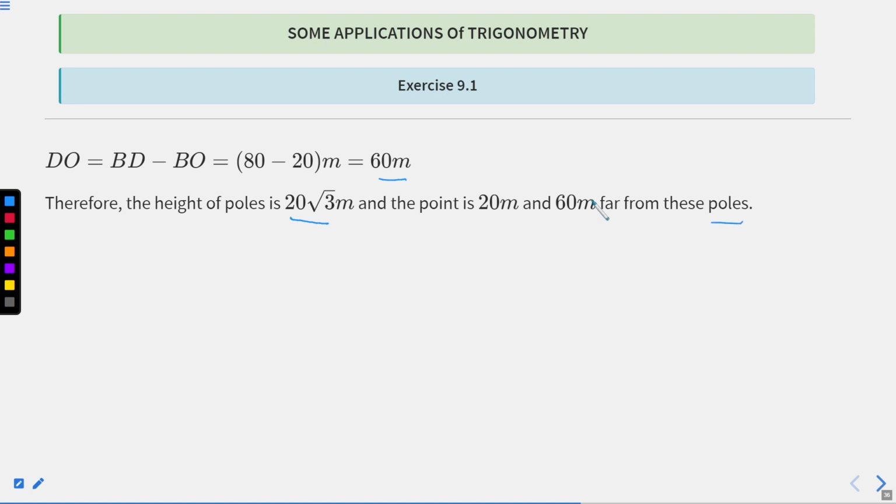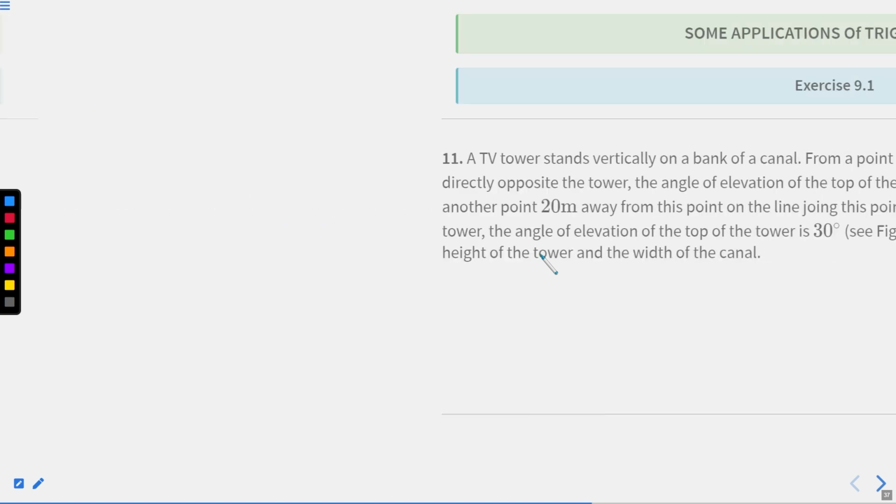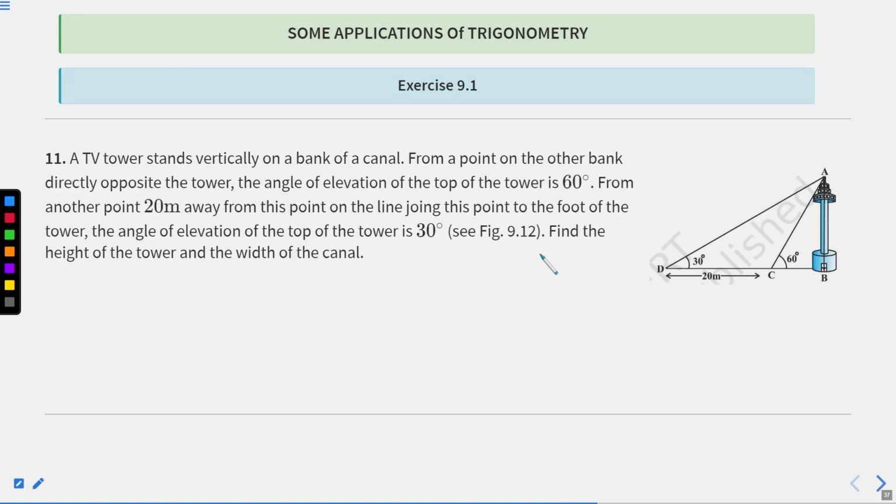Okay, so the points far from the poles are 20 meters and 60 meters respectively. Now let us see another exercise. In the next exercise, we have a TV tower that stands vertically on the bank of a canal.